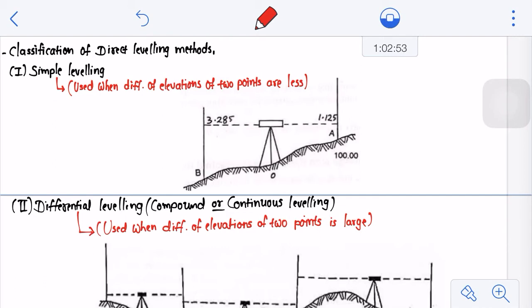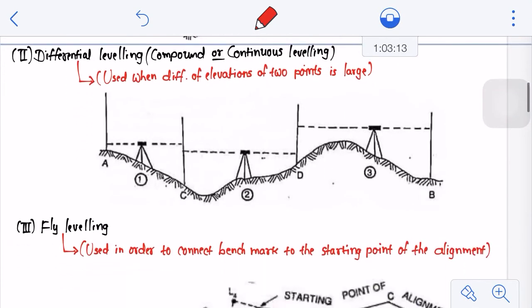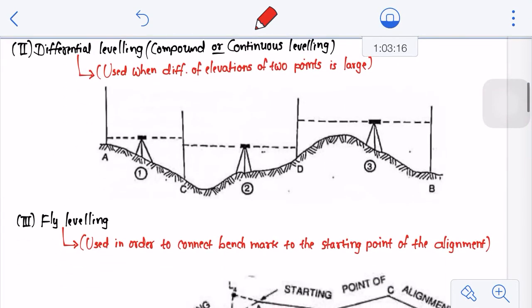So the procedure is going to remain the same. However, the way of performing that particular method is going to differ based on this classification. The classification is based on the factor that the cases or the situation may be different in your real field, right? Then the second method of direct leveling is termed differential leveling, which is also known as compound leveling and continuous leveling, right?